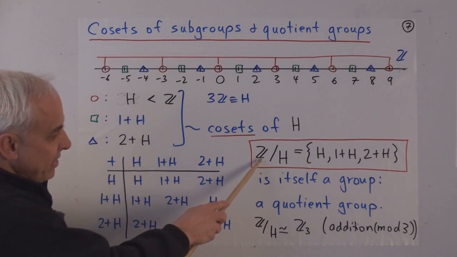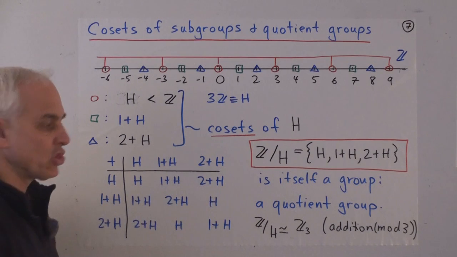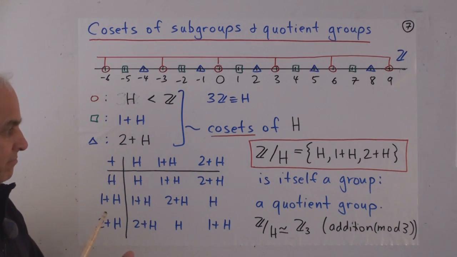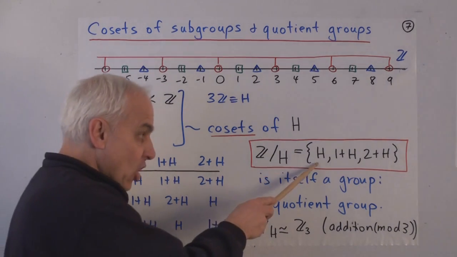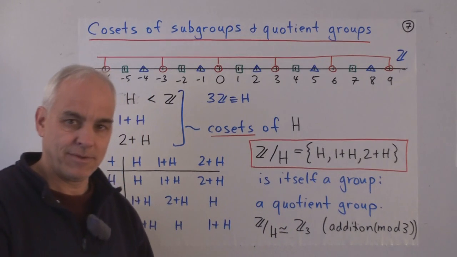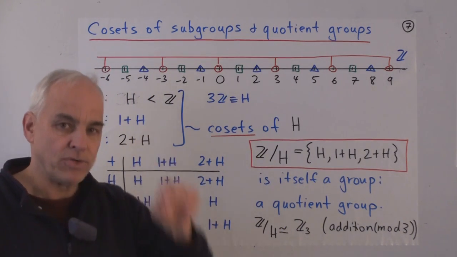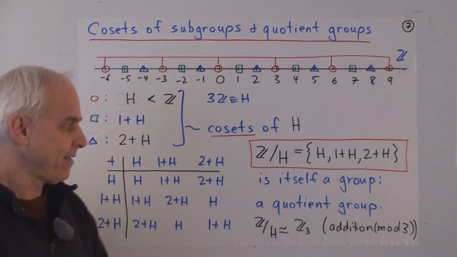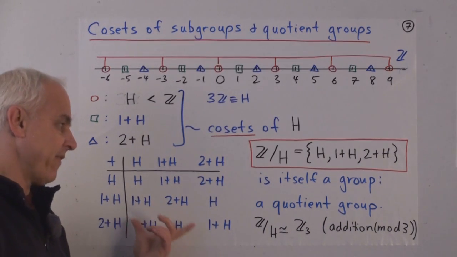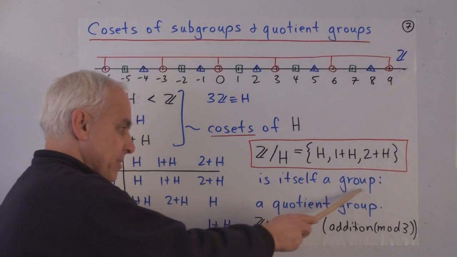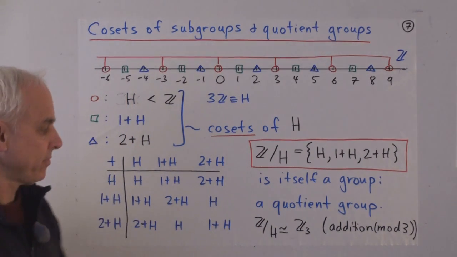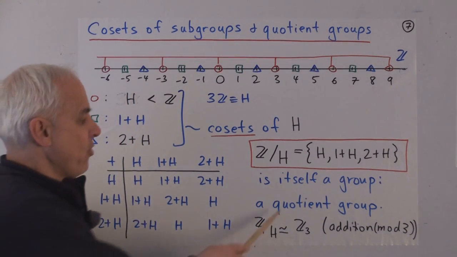This is what we write. We write Z mod H as a set or a type that consists of the 3 cosets. So the elements of this quotient are the 3 cosets. And those 3 cosets have an algebraic structure. They are themselves a commutative group. And we call this a quotient group.